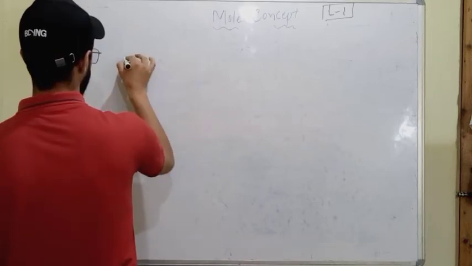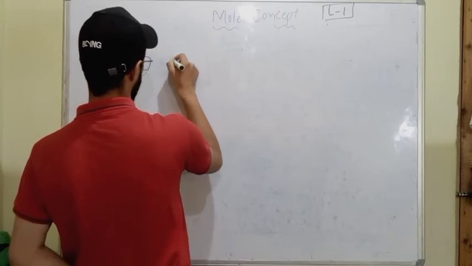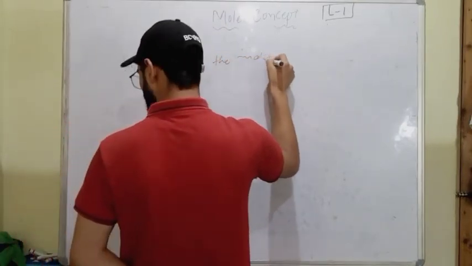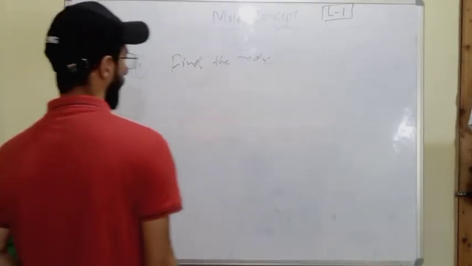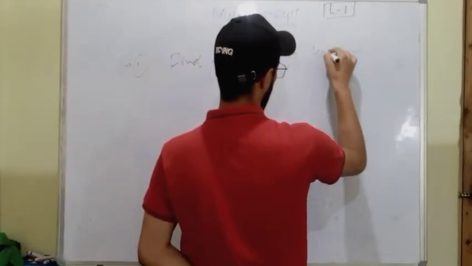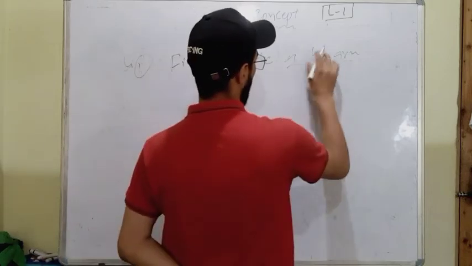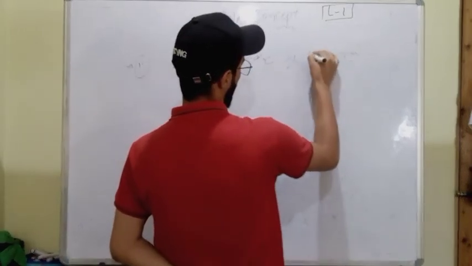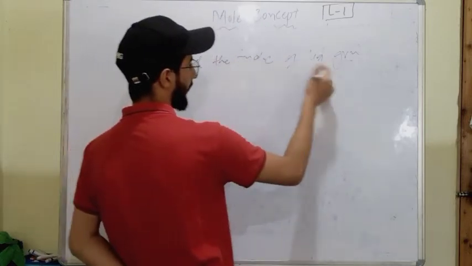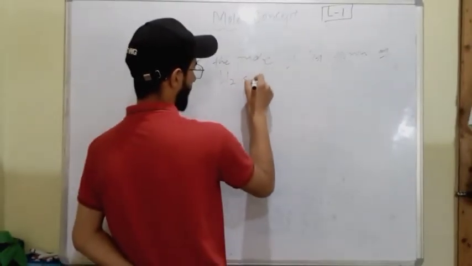Question number one: find the moles of 49 grams of H2SO4.